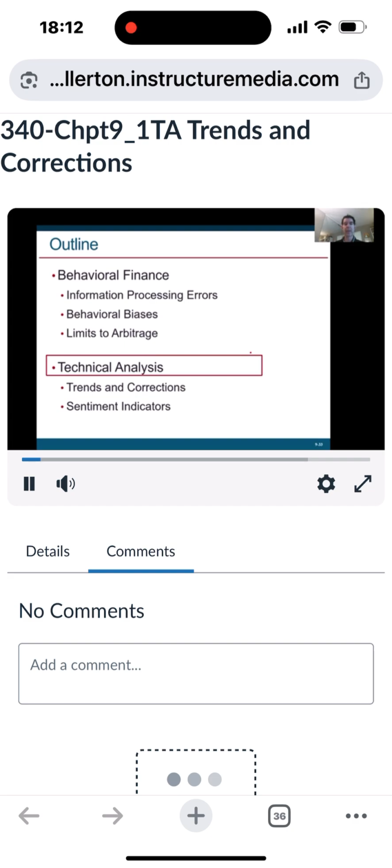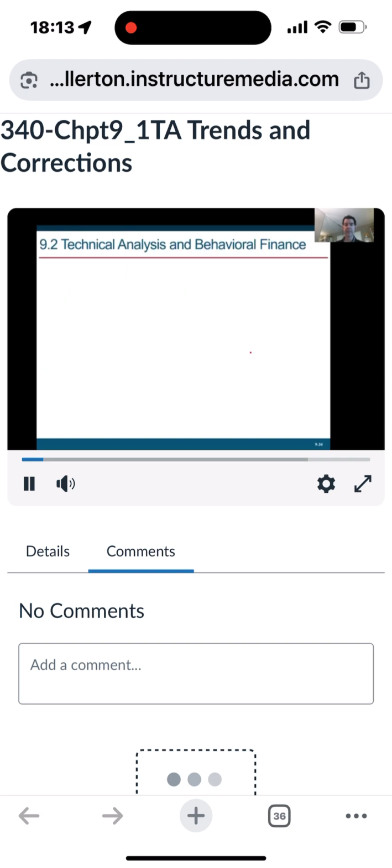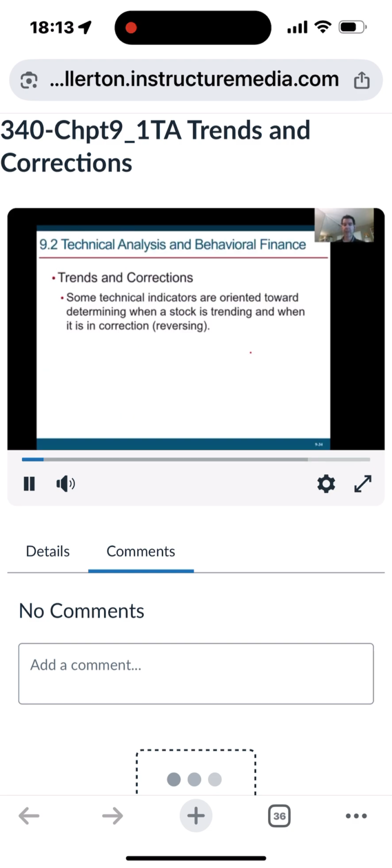Okay, so with that said, we're going to split our technical indicators and our technical analysis into two different categories. The first ones we're going to call trends and corrections, and then the second one, sentiment indicators. So here I'm going to cover trends and corrections. All right, so trends and corrections. What do we mean by that?